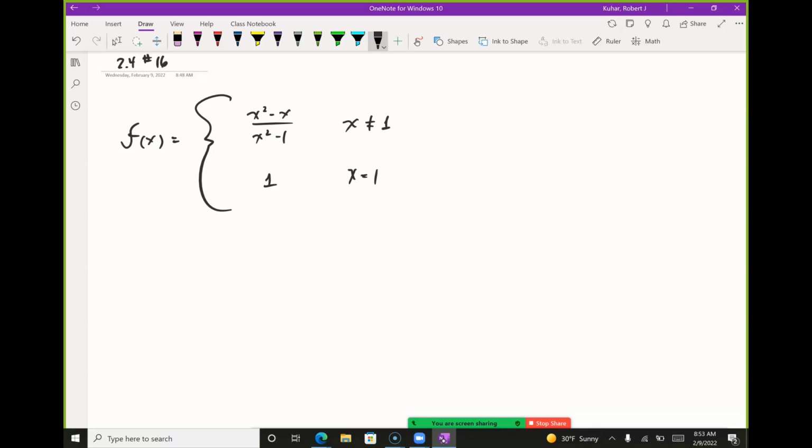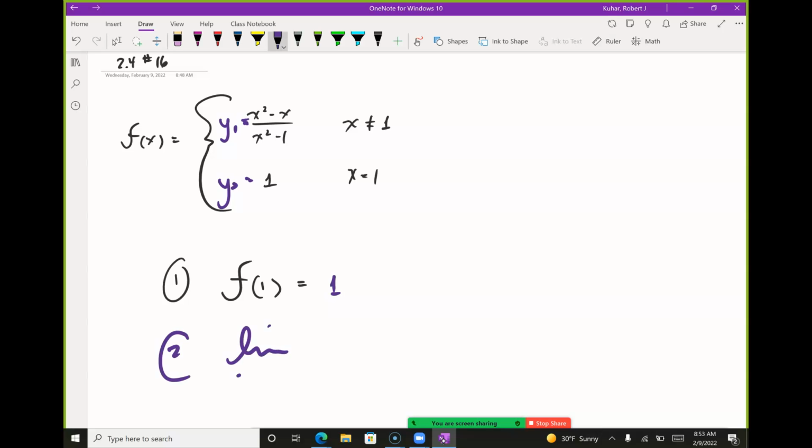So what's my first step? Find f of 1. What is it? Do I use the first machine or the second machine? Do I use y1 or do I use y2? Y2. So f of 1 is 1, right? Second step, find the limit as x goes to 1 of y1, right?